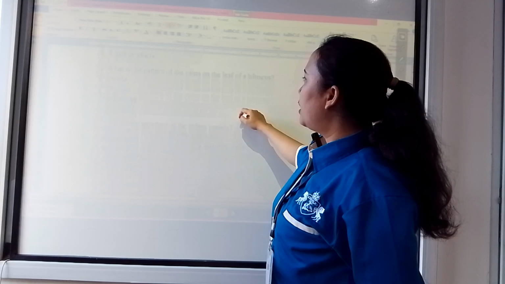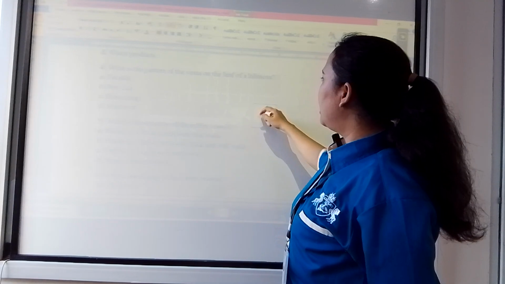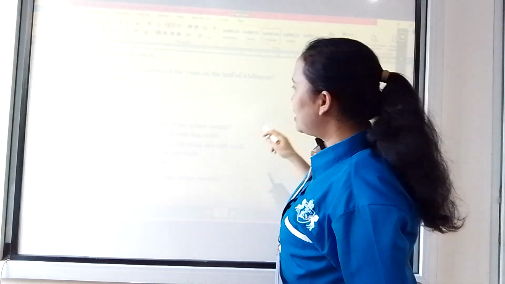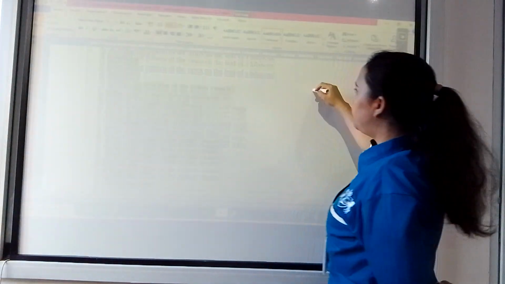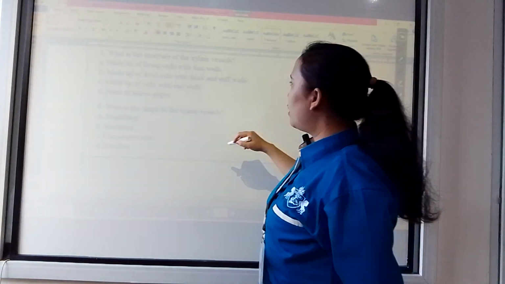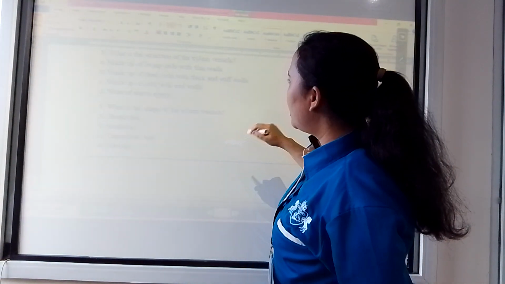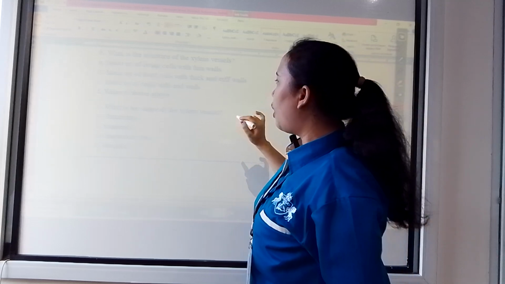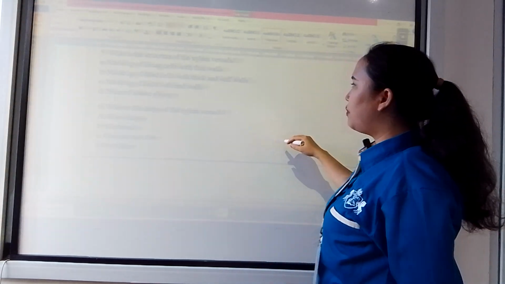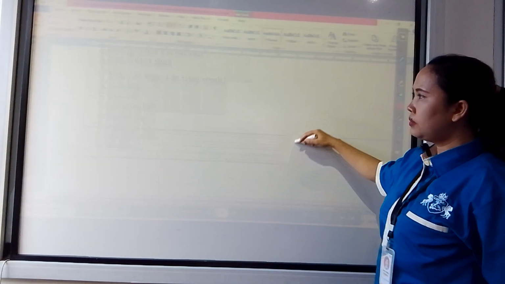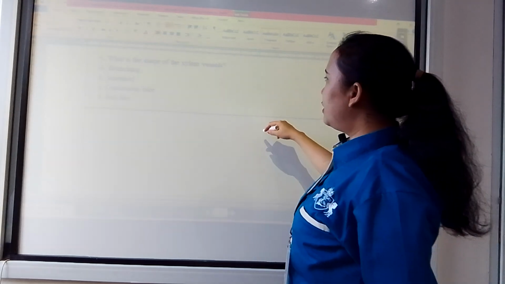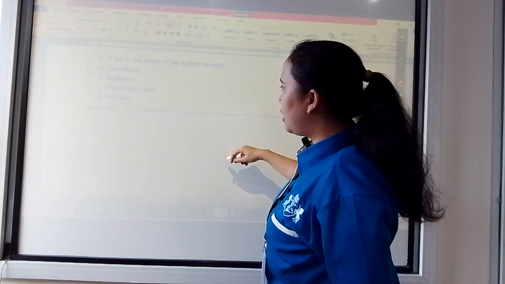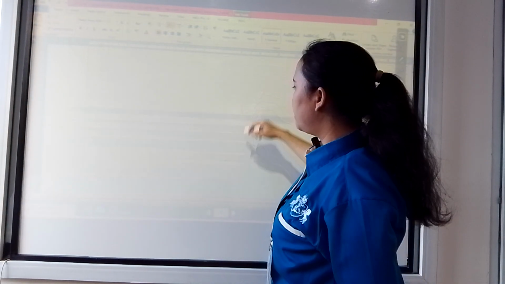Okay. What is the pattern of the veins on the leaf of a hibiscus? It is net-like. What is the structure of the xylem vessels? The xylem vessels are made up of dead cells with thick and stiff walls. What is the shape of the xylem vessels? It is C, continuous tube.